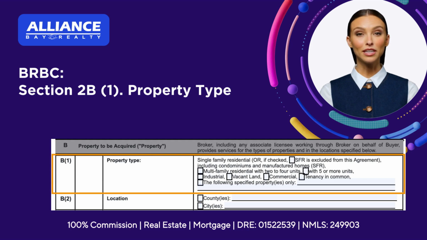2. Multifamily 2 to 4 units. Duplex, triplex, fourplex. 3. 5 or more units. Larger apartment buildings. 4. Industrial. 5. Vacant land. 6. Commercial. 7. Tenancy in common, where multiple parties own fractional interests, often used for certain investment structures. 8. The following specified property, with a blank line. Use this when the agreement is limited to one or more specific addresses or projects.